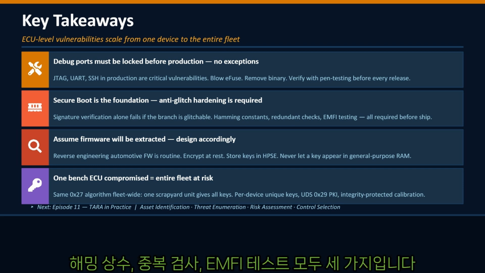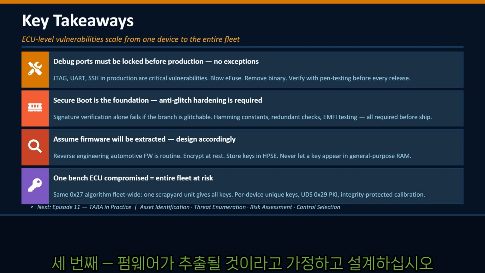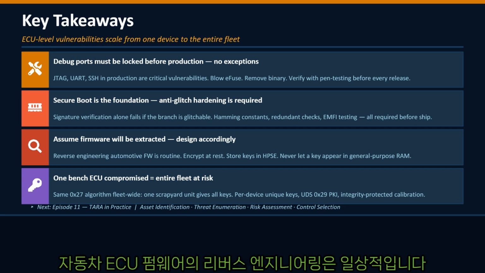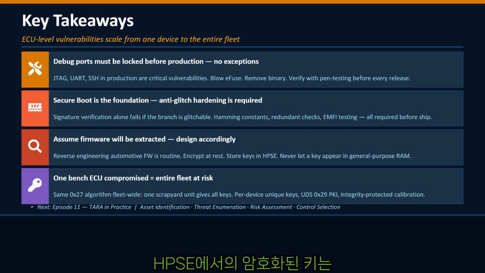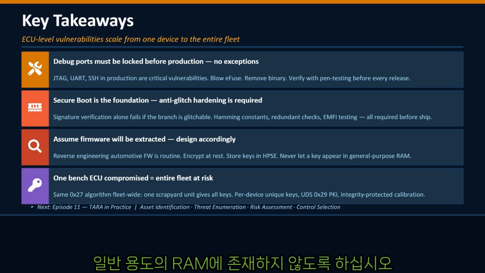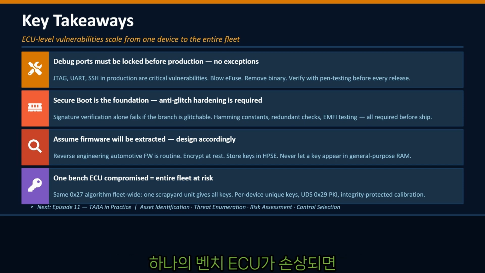3, assume firmware will be extracted. Design accordingly. Reverse engineering automotive ECU firmware is routine. Encrypt at rest. Keys in the HSE. Never let a cryptographic key live in general-purpose RAM.